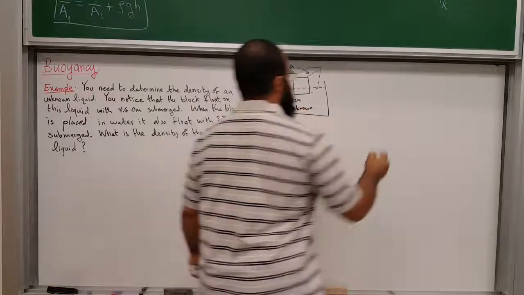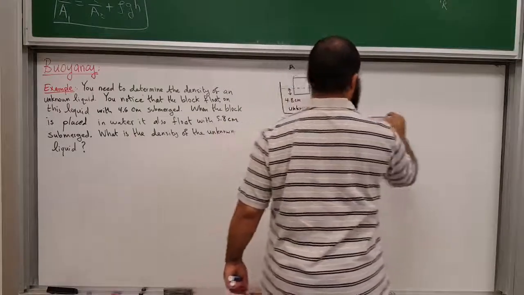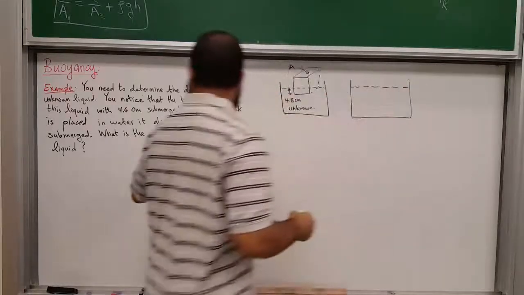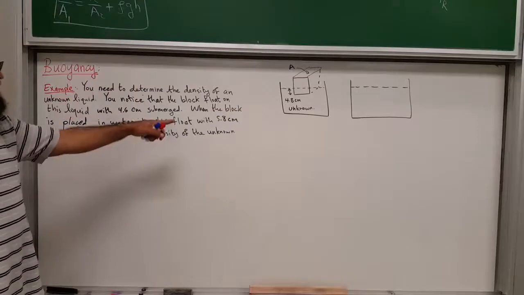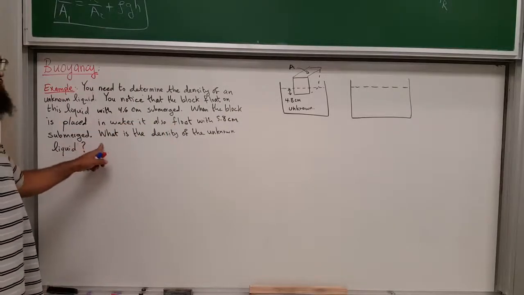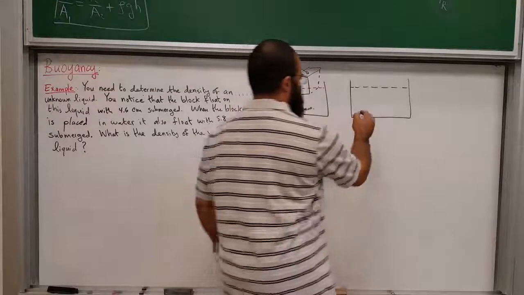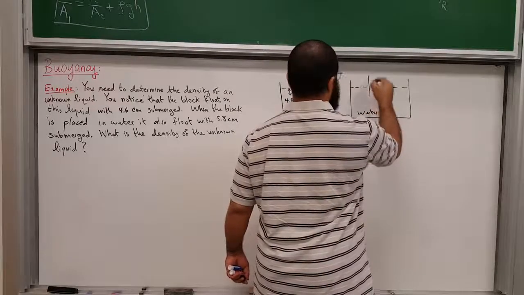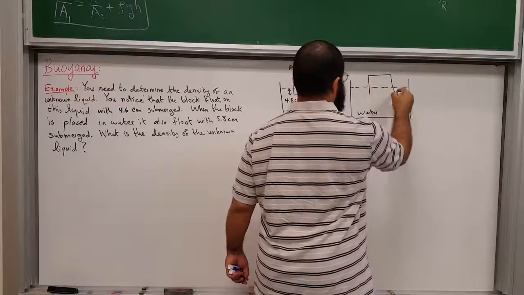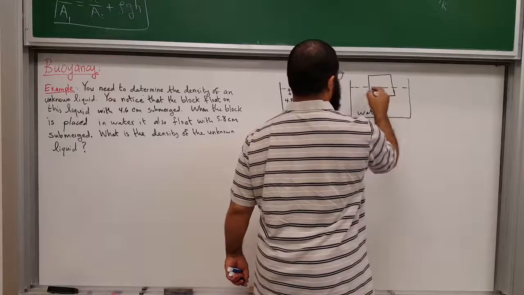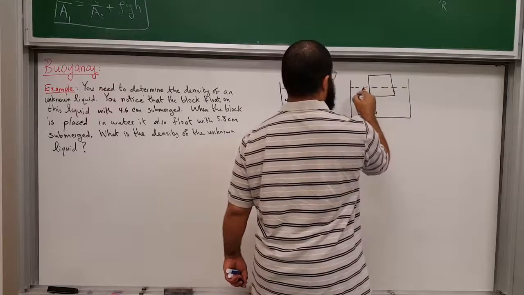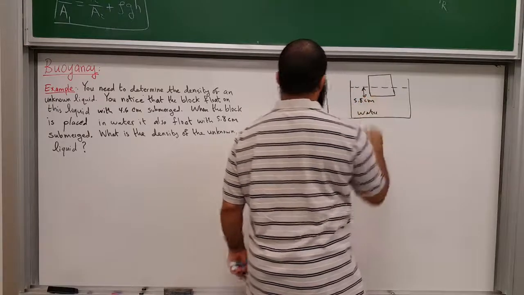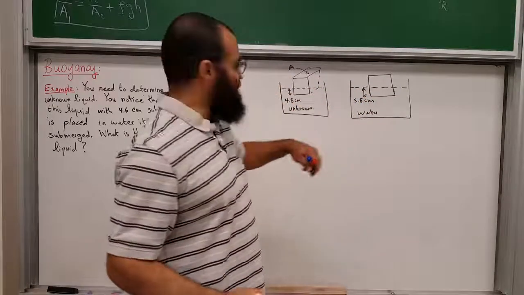Unknown fluid. Then you place it in water. And you see that it also floats. 5.8 centimeters are submerged. So this is water here. So in water, it's the same cube or the same block. This is 5.8 centimeters. So it sinks a little deeper in the water.